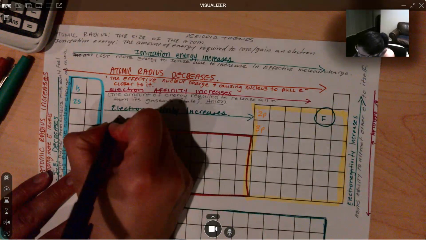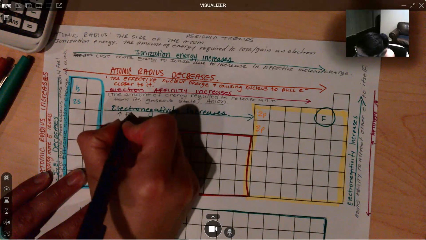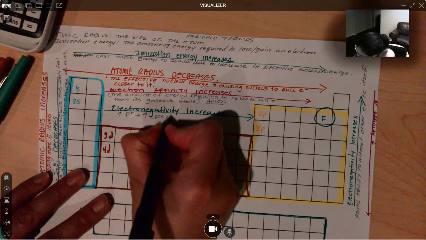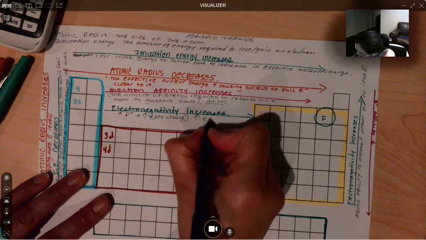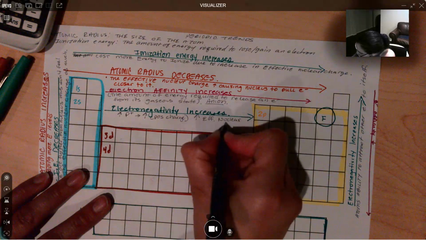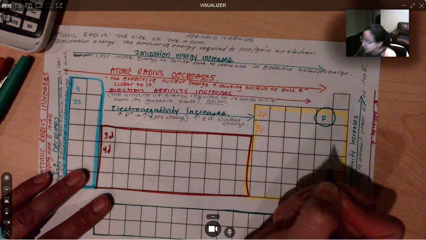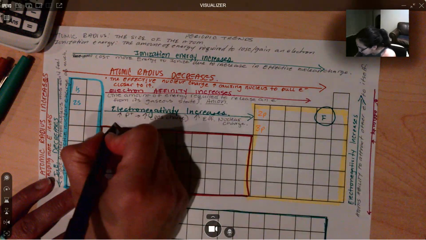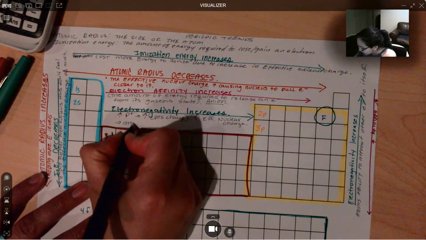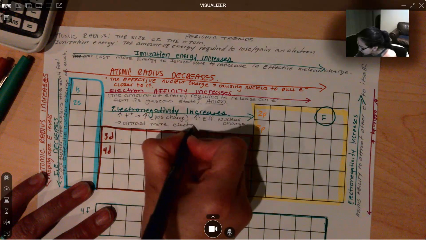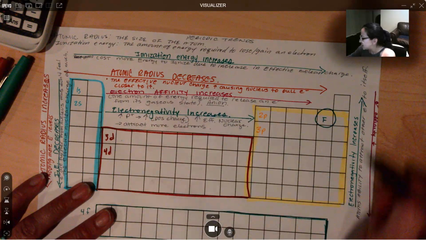So we have an increase in protons, which leads to an increase in positive charge, which leads to an increase in the effective nuclear charge, right? Which means you're going to attract more electrons. Thus, you're going to attract more electrons. Okay. And then why does it increase this way?